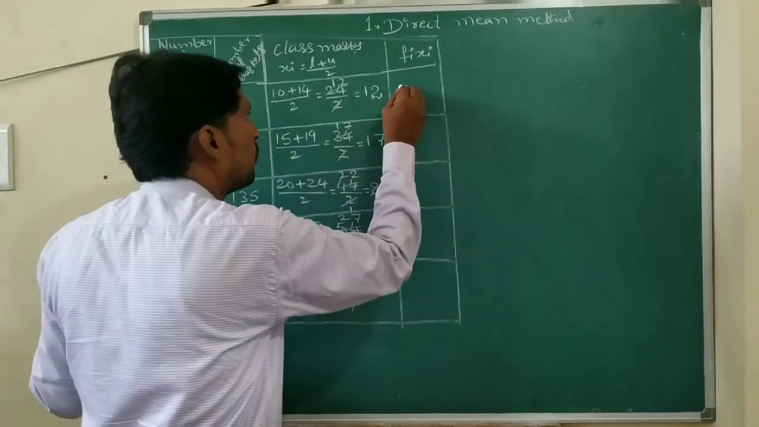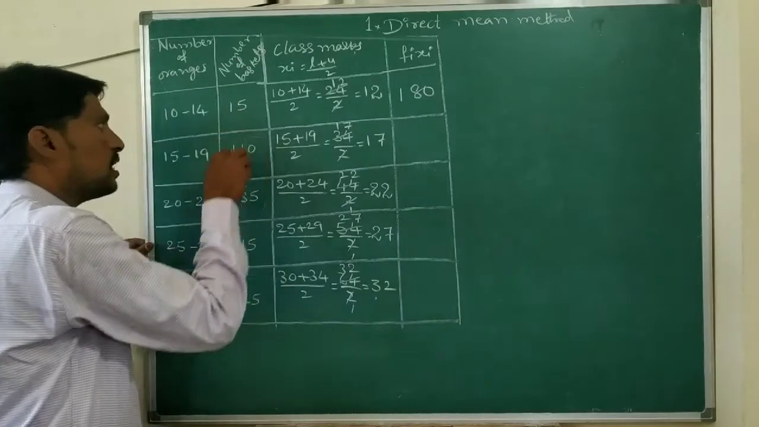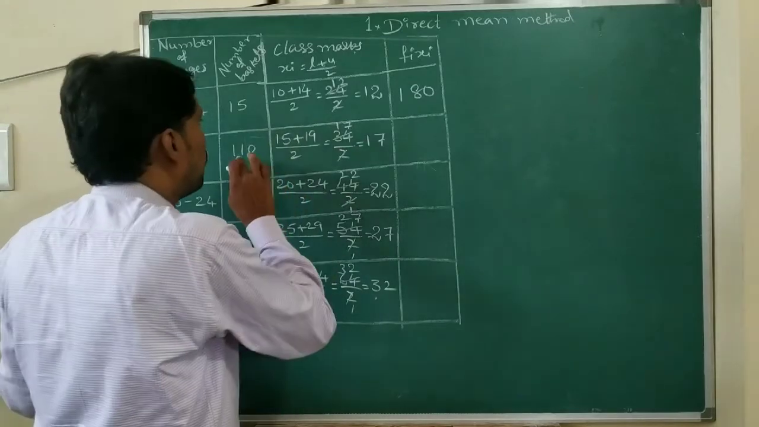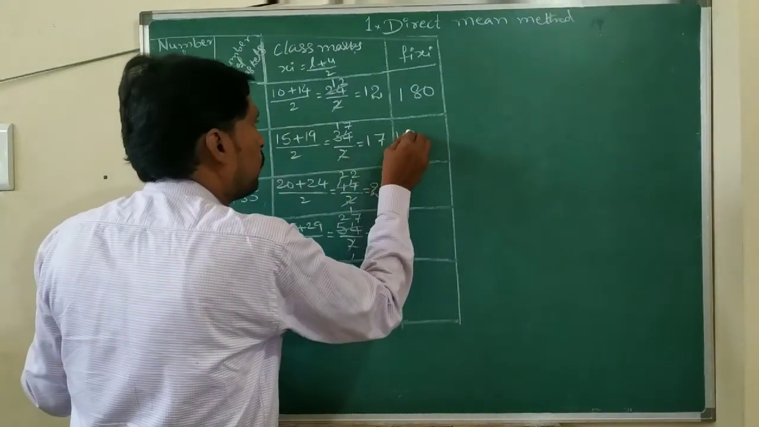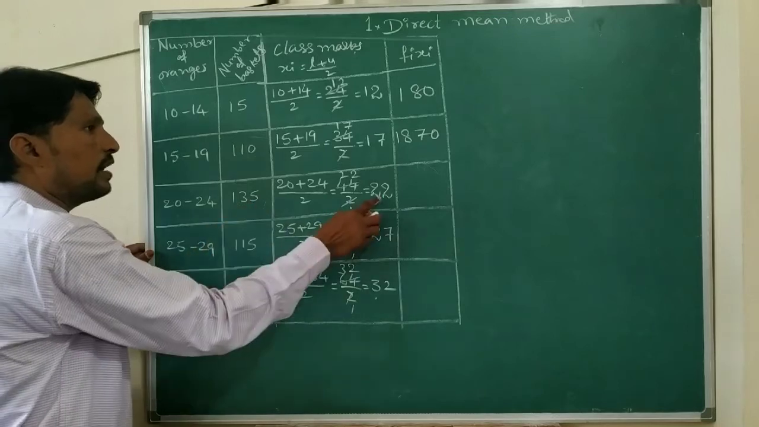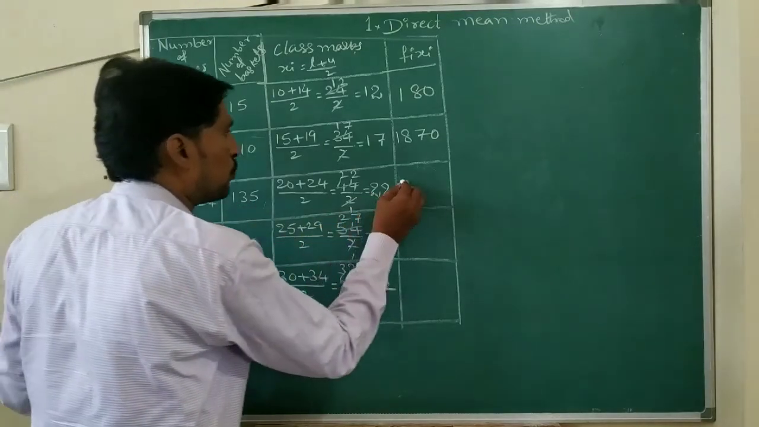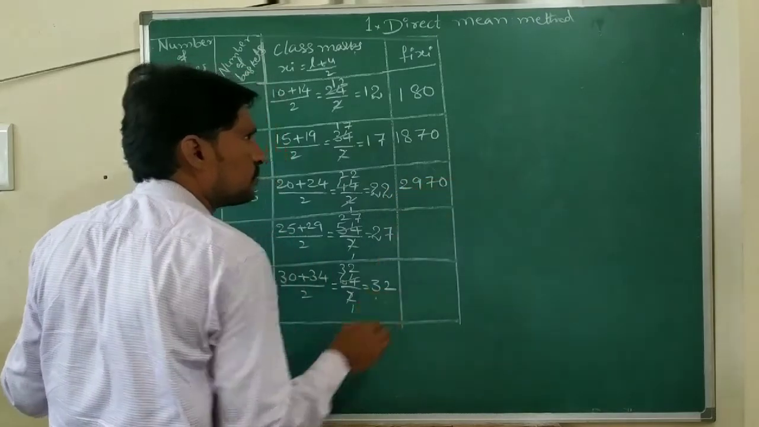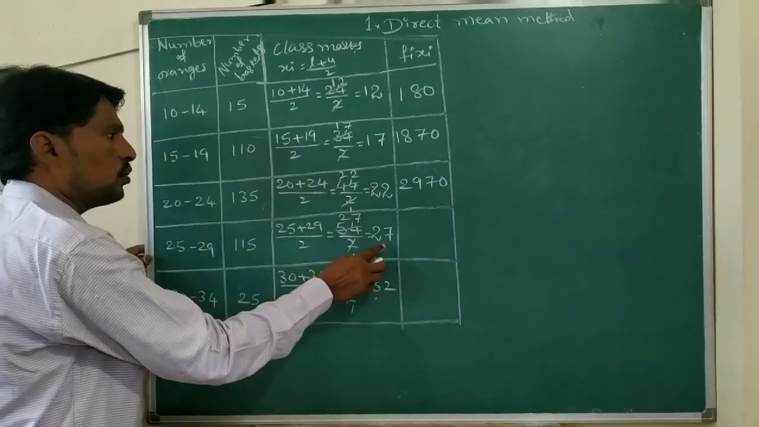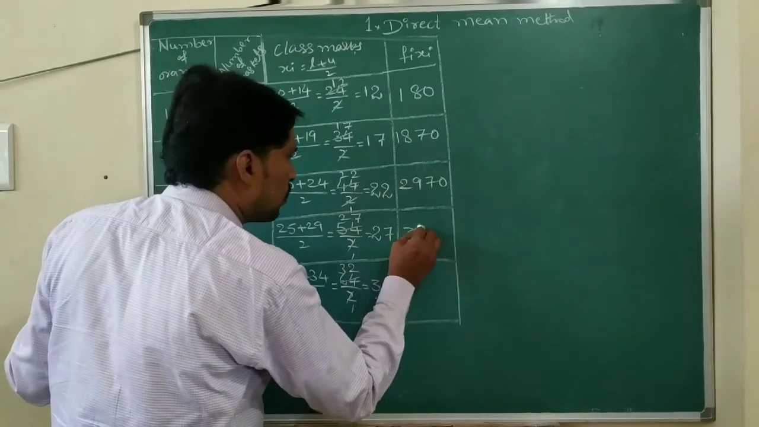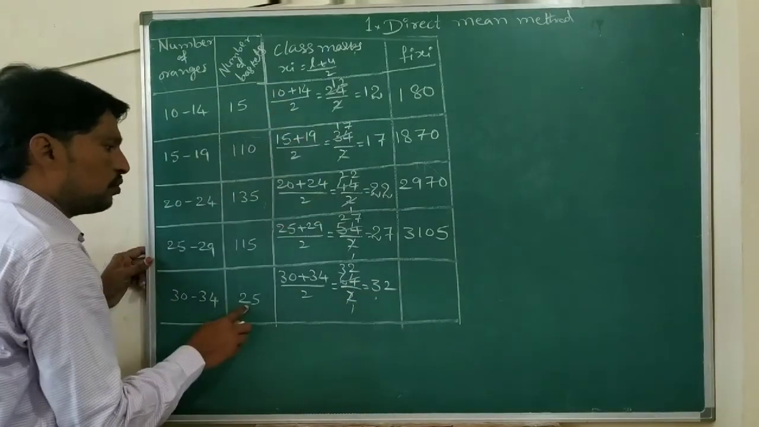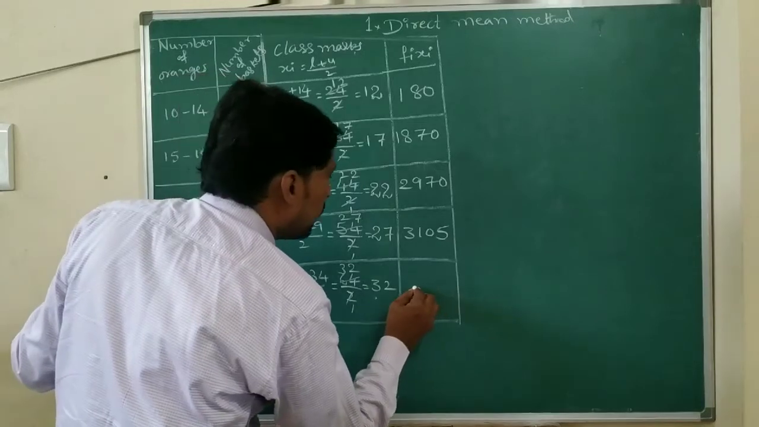15 into 12 is 180. Next class: frequency is 110, class mark is 17. 110 into 17 is 1870. Next, 135 into 22 is 2970. Next frequency is 115, class mark is 27. 115 into 27 is 3105. Last one, frequency is 25, class mark is 32. 25 into 32 is 800.